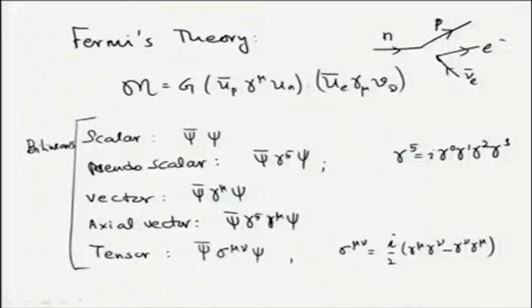In particular, we can think about the pseudo scalars, for example, the axial vectors, for example. How do we decide all these things? It was because of various experimental reasons, one of which is what is called the parity violation observed in beta decay.